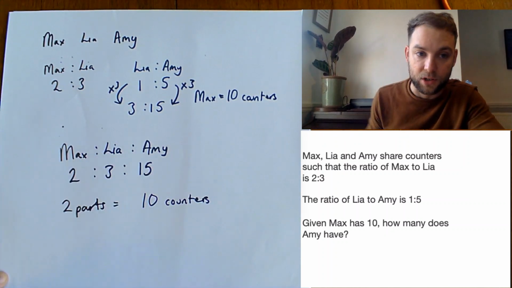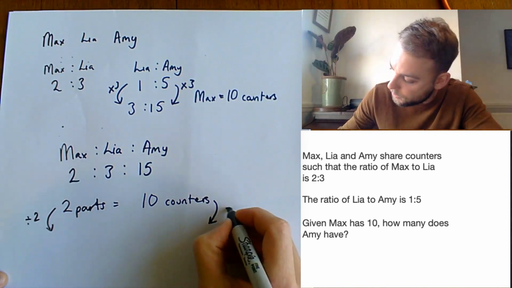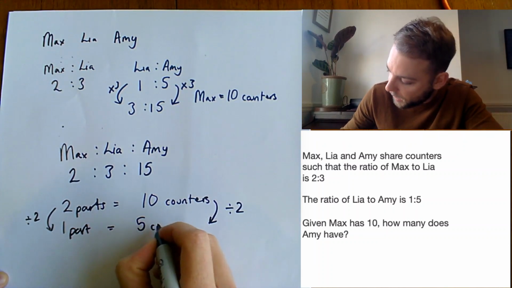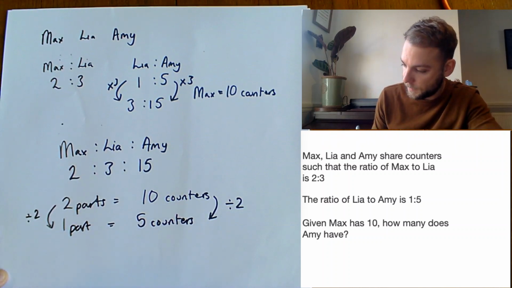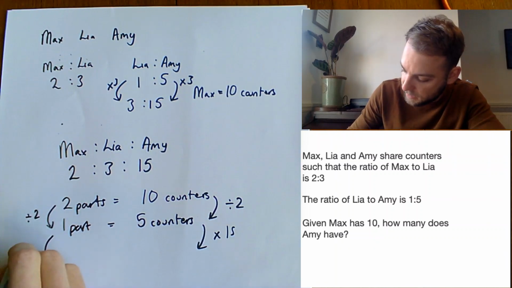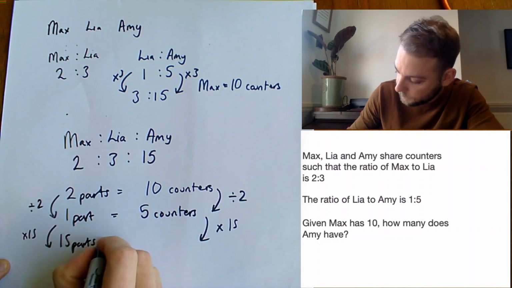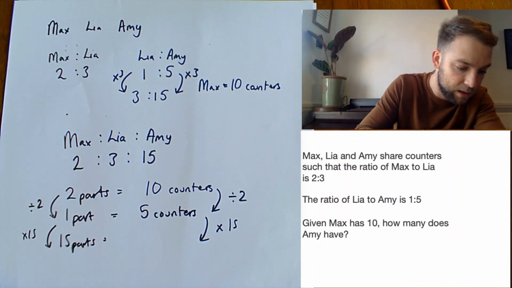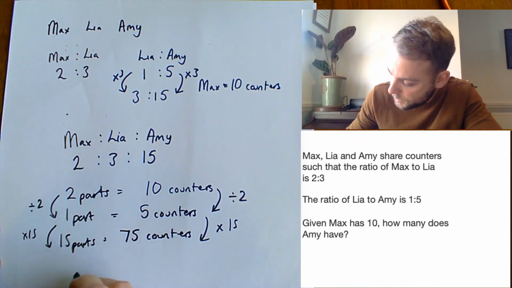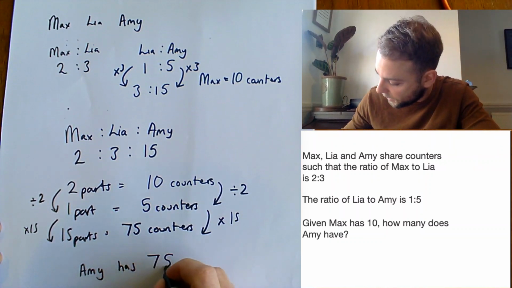I want the amount that Amy has got, which is 15. So I find 1 part first by dividing by 2. So 1 part is equal to 5 counters, and I'm going to times that by 15 to find the amount of parts that Amy's got. So 15 parts is equal to 5 times by 15, which is equal to 75 counters. So Amy has 75 counters.